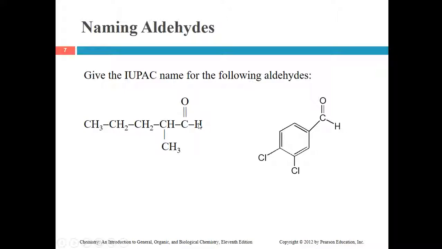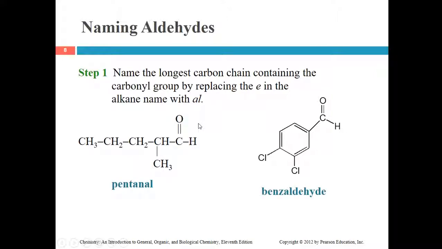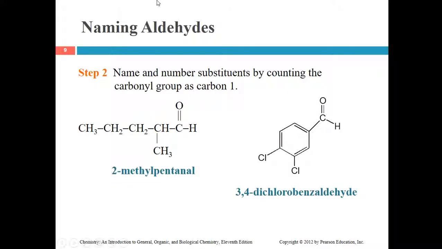But press pause, see if you can name it. All right, here we go. We're going to name the longest carbon chain, 1, 2, 3, 4, 5. So it's pentane. We drop the E and add al. Pentanal. We know that the aldehyde carbonyl group has to be on the end because that's why it has one hydrogen.